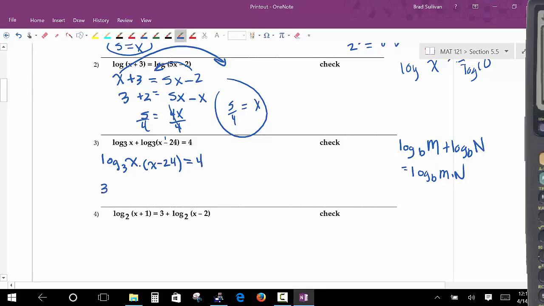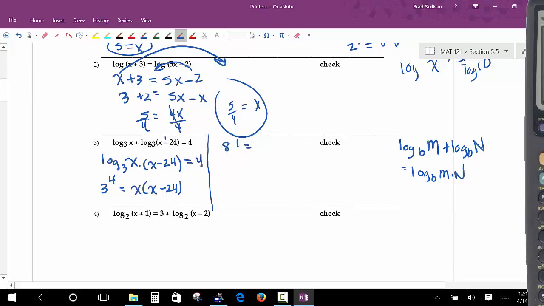3 to what power? 4, okay, is equal to what you're left over with, which was x times x minus 24, like that. Okay, so that's how you start that problem. Now you've got a quadratic equation, which we've solved many, many times this semester. So you want to work out 3 to the 4th, which is 81.